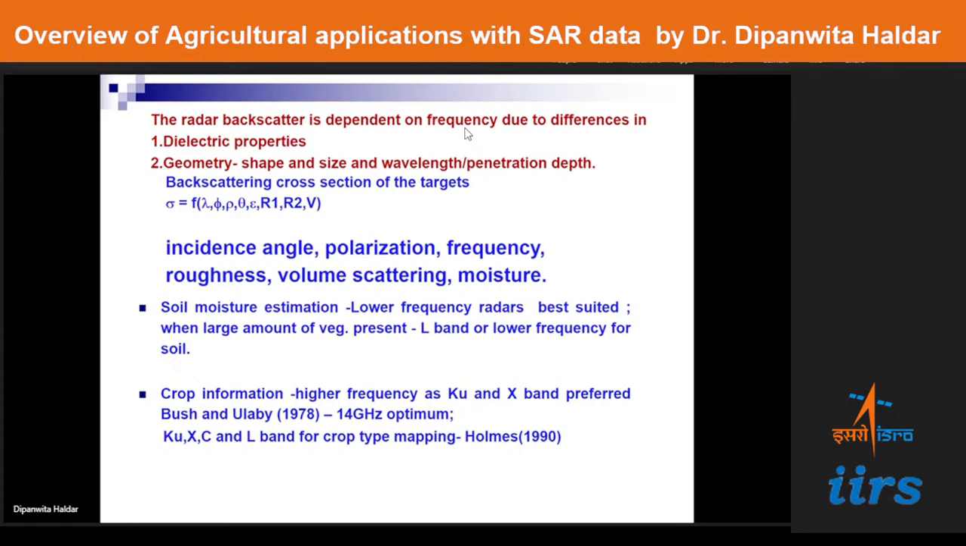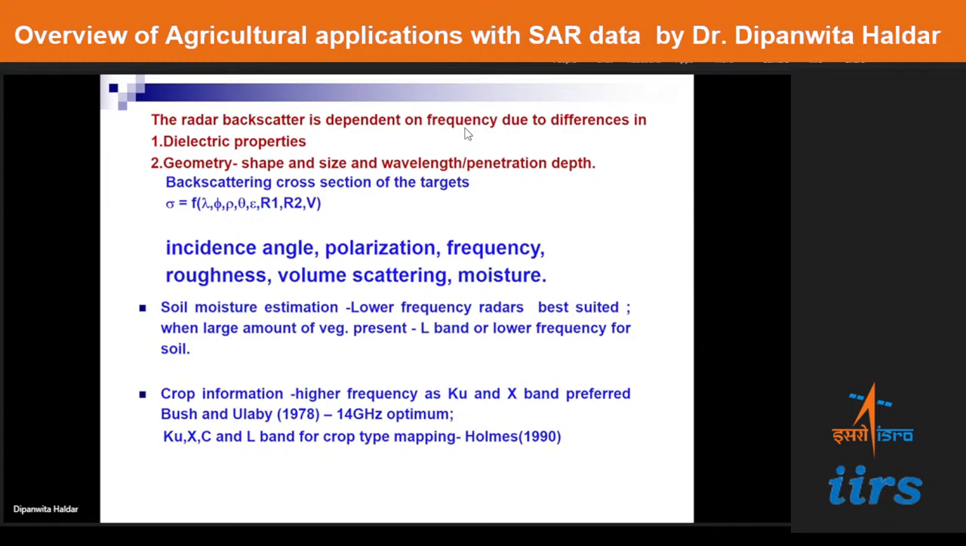So for soil, what frequency? I was telling you the configuration. For soil moisture estimation, lower frequency radars are best suited, so they are able to penetrate more. They have to penetrate and reach the soil in order to sense it. If they get trapped or lost in the vegetation medium, then our purpose is not served. So they have to travel deeper, at least reach the soil. Whether they will travel into the depth of the soil or not again depends on the moisture content of the soil medium itself.